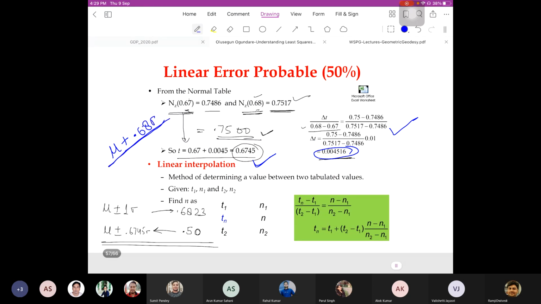However, in the previous case, what was it? Mu plus minus 1 sigma. So see, from 68.3% probability, you are down to 50%. So similarly, the k sigma is also changed to a new value.